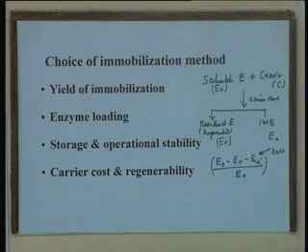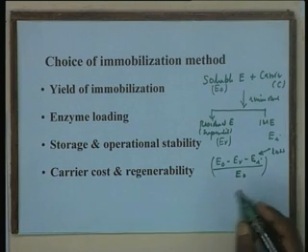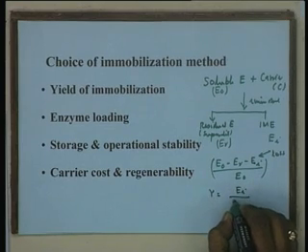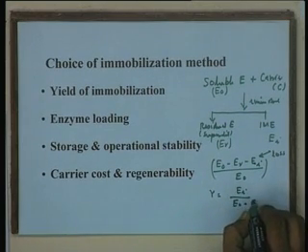But very often you will notice at the end of a method that there is still some balance left, and the balance is the loss due to deactivation during immobilization. Similarly, the yield of immobilization we also define as E I upon E naught minus E r.